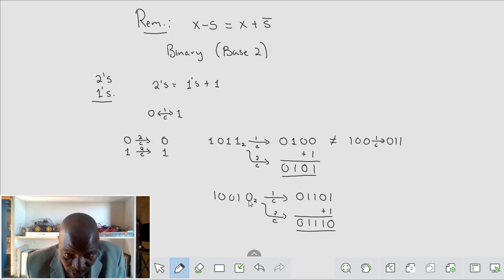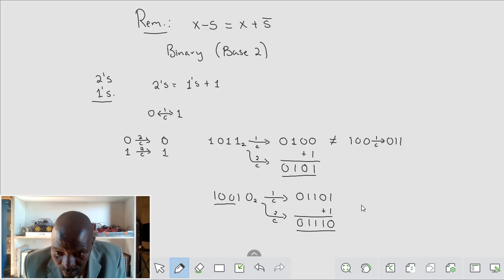Let's look at this here, 1 0 0 1. The number stayed the same up to the least significant 1. All right, if you look at it now, that 1 0 0 is 0 1 1, but it was 0 1 0 1. That part didn't change. What changed was the rest. It became the 1's complement.